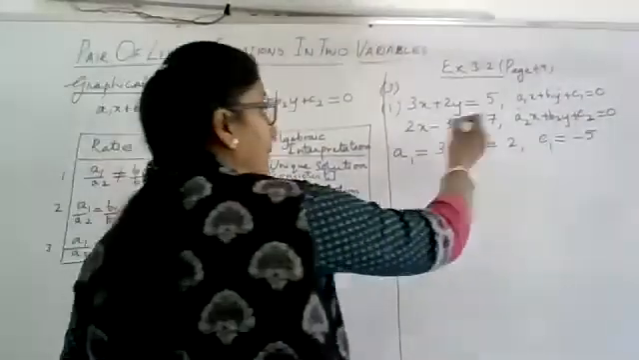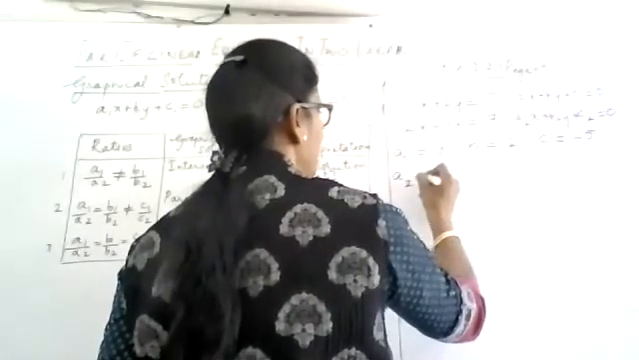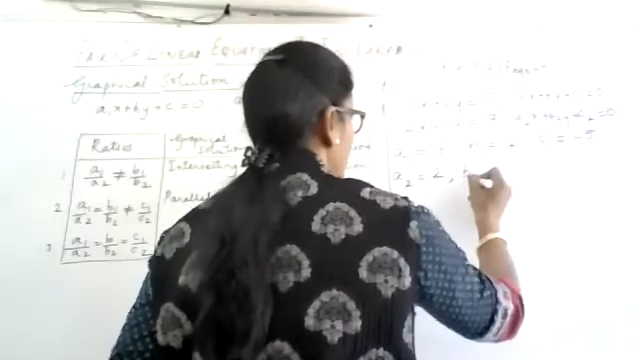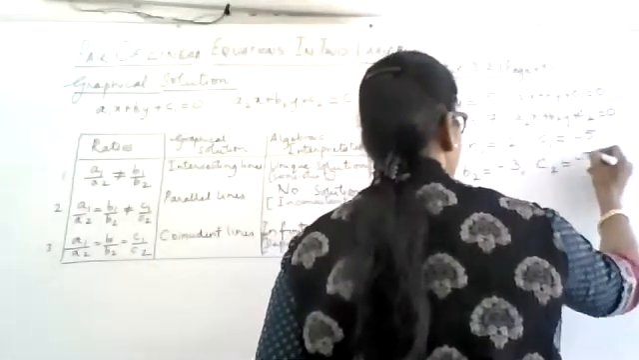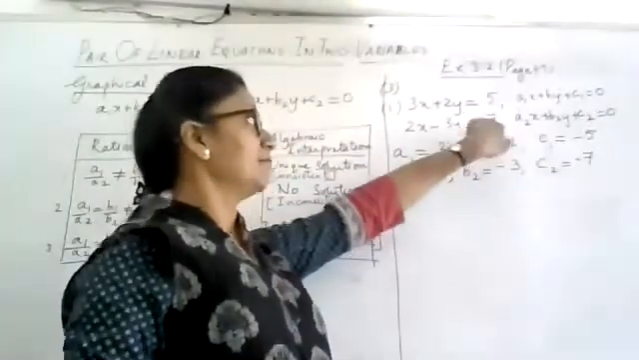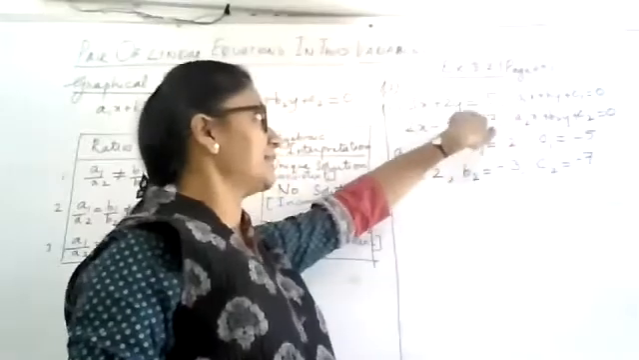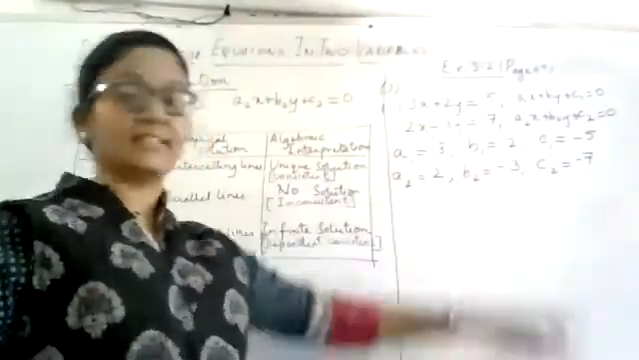So similarly, when you compare what is A2, what is B2 and what is C2, you will get A2 is positive 2, B2 is negative 3 and C2 is negative 7. I hope you have understood the negative 5 and the negative 7. When you write it in the general form, this 7 and this 5 has to come to the left hand side. So they will take the negative signs here.